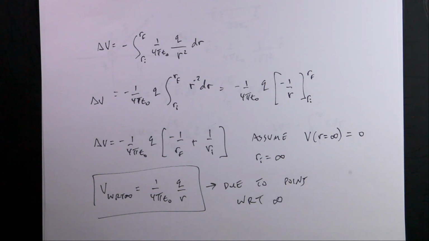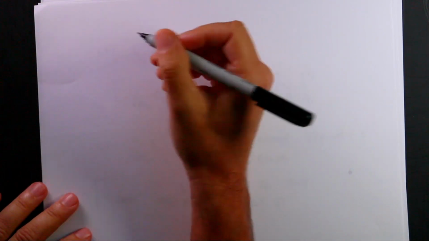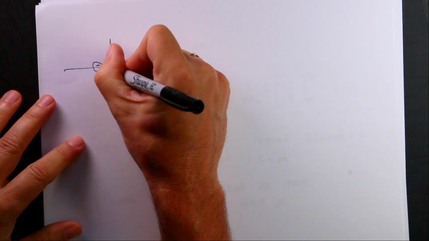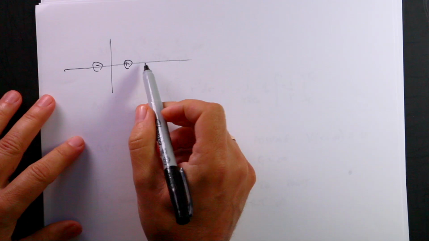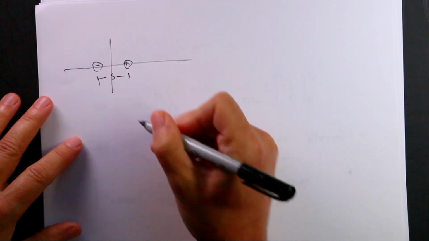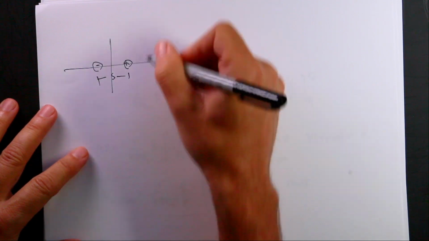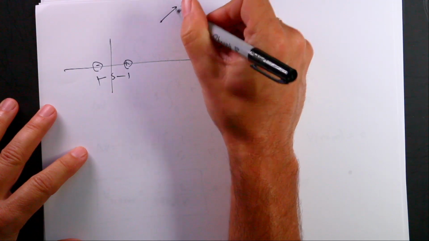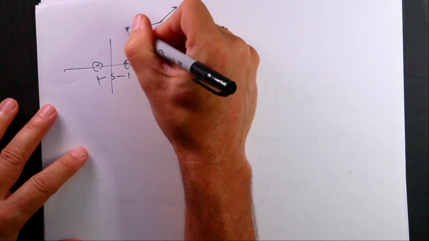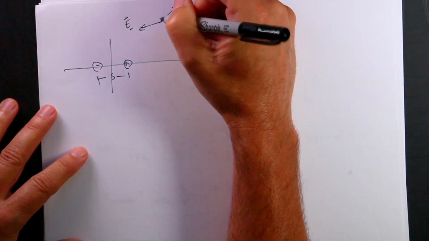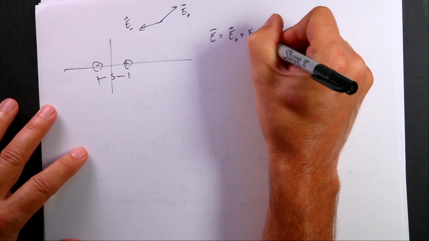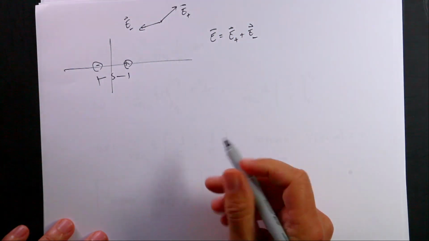Okay, I'm going to add something in here because I think it's important, and then I'll show you that last thing. What if I have this? Suppose I have a dipole. So these are negative Q and plus Q separated by some distance S. And I want to find the electric field at some location, let's say right here. Well, that would be E plus, the electric field due to the positive, E minus due to the negative charge, and I can add that together. So E equals E plus E minus. We call this the superposition principle.